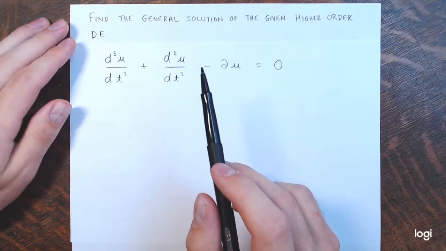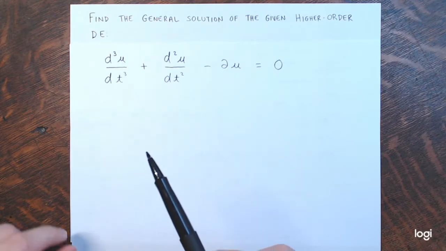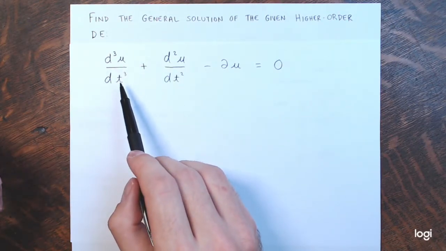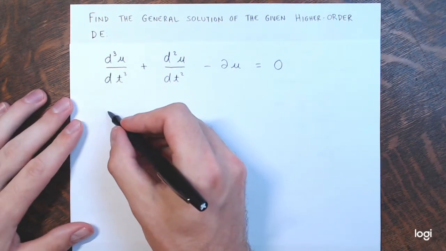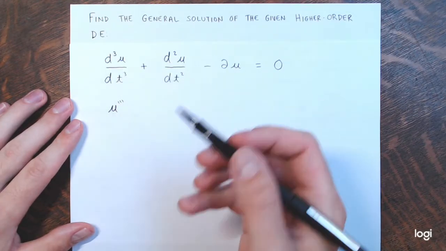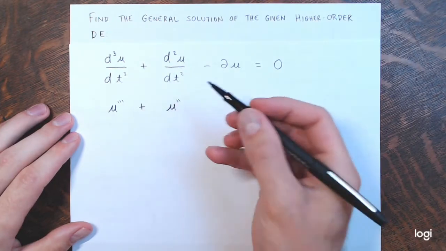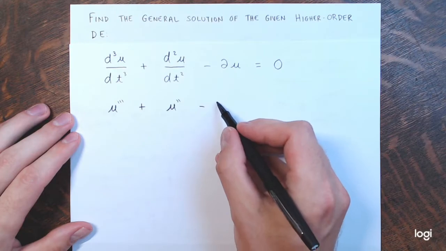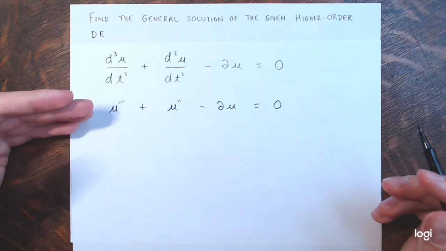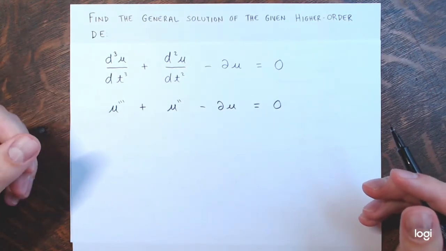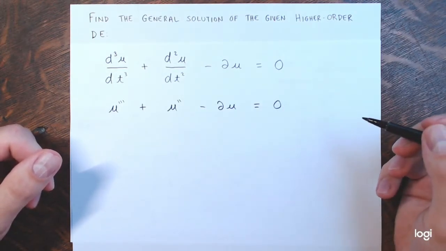Instead of y and x, y being the dependent variable, x being the independent variable, in this particular example, u is the dependent variable and t is treated as the independent variable. Alright, so keeping that in mind, I could think of this as u triple prime, the third derivative of u with respect to t, plus u double prime, the second derivative of u with respect to t, minus 2u equals 0. And so again, this is a third order linear with constant coefficients, and homogeneous, you got 0 on the other side here. 0 for the constant term.